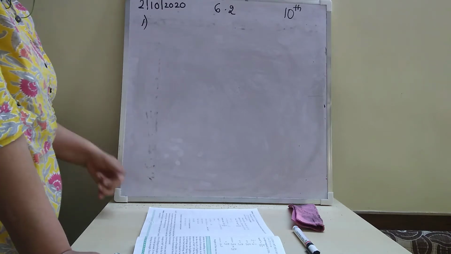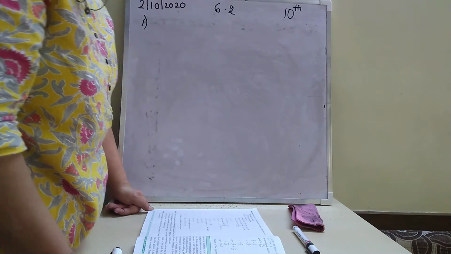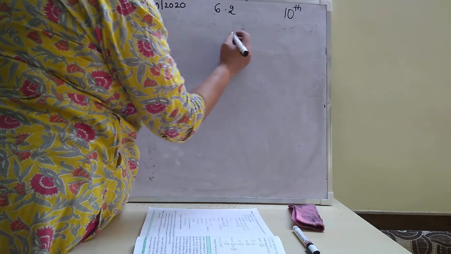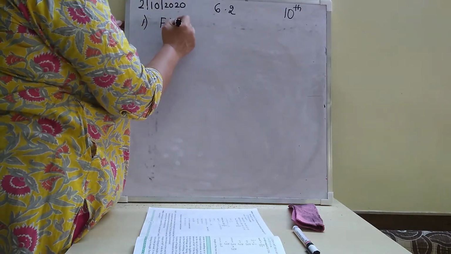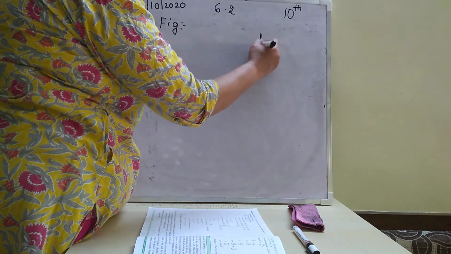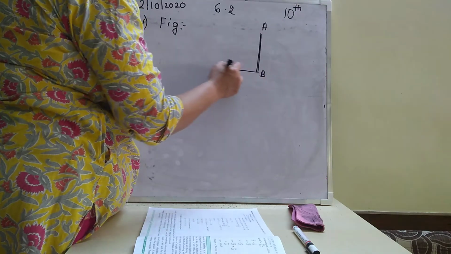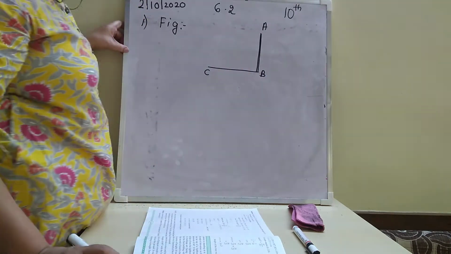What is the first question? A person is standing at a distance of 80 meters from a church. I told you that a figure is a must over here. So first we have to draw the figure. Suppose this is a church; we name it AB. And the person is standing at the position C.